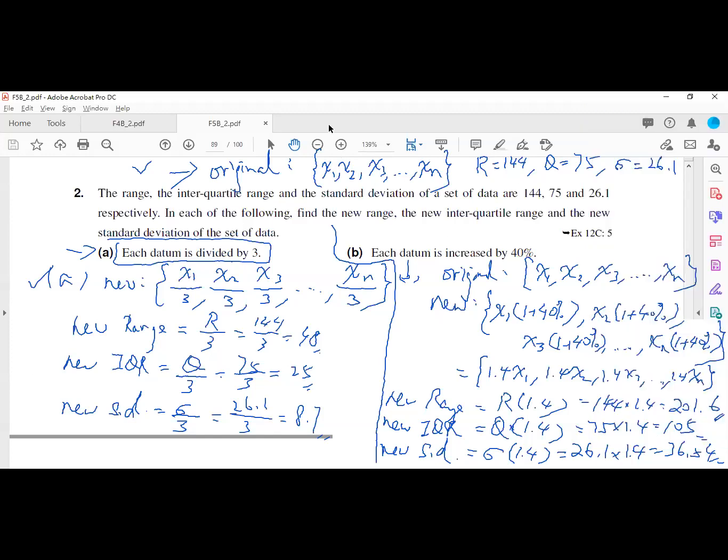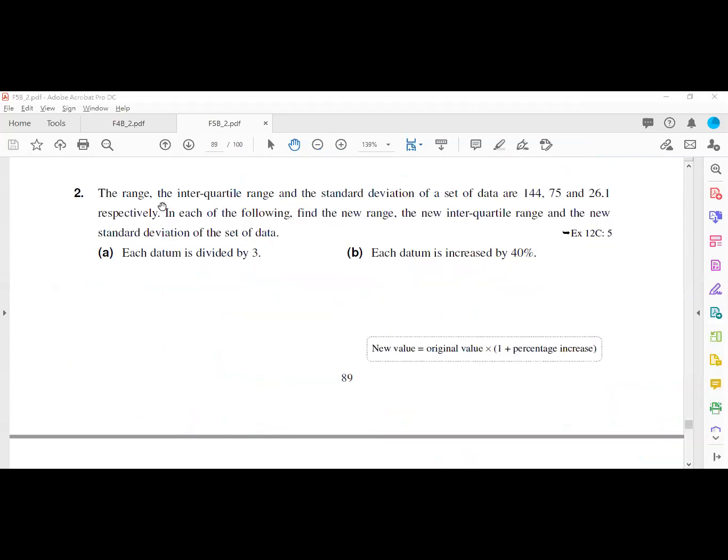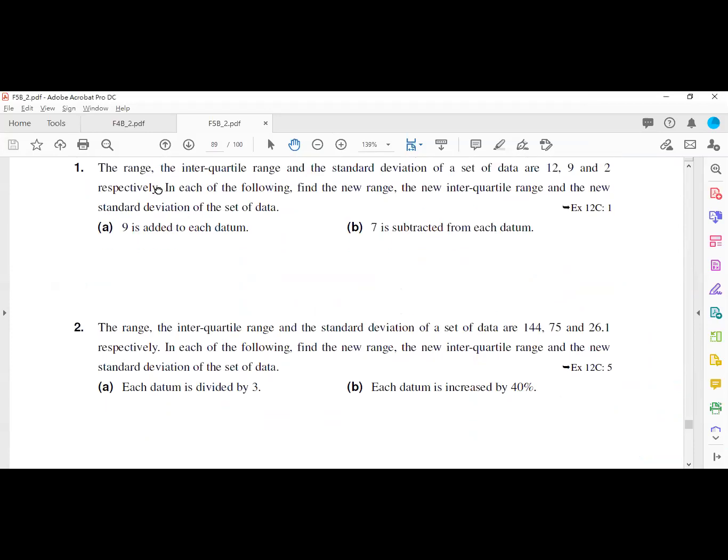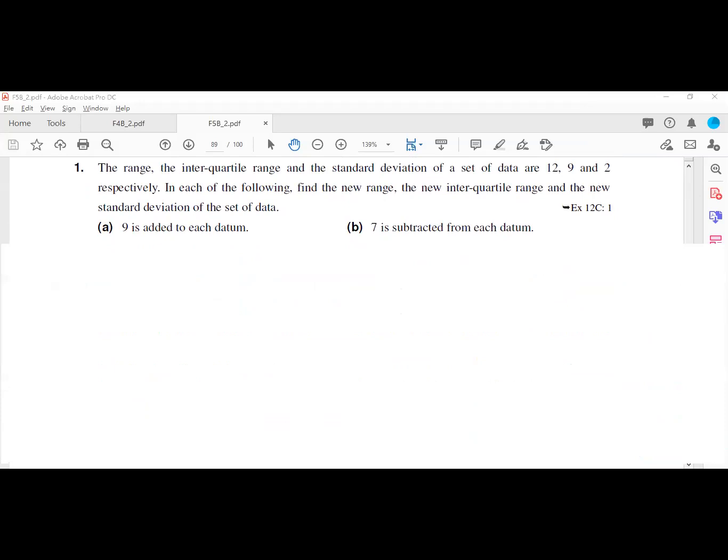So I'm going to clear the board. Let's go back to question number 1. So the range, the interquartile range and the standard deviation of a set of data are 12, 9, and 2 respectively. In each of the following, find a new range, new interquartile range, and new SD of the set of data.